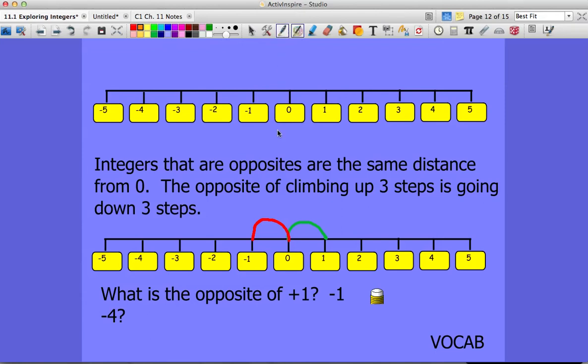So if we want to find the opposite of negative 4, we have to figure out how many spaces away from 0 negative 4 is. 1, 2, 3, 4. So now going in the opposite direction, we have to go 4 spaces and see where we land. 1, 2, 3, 4. So the opposite of negative 4 is a positive 4.